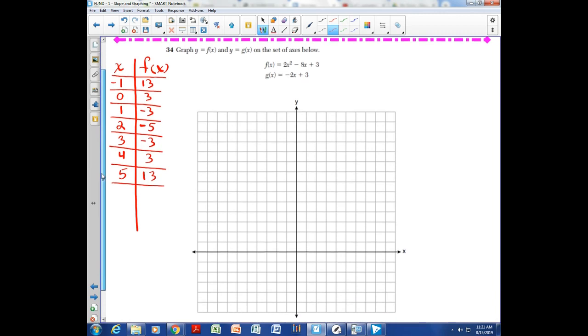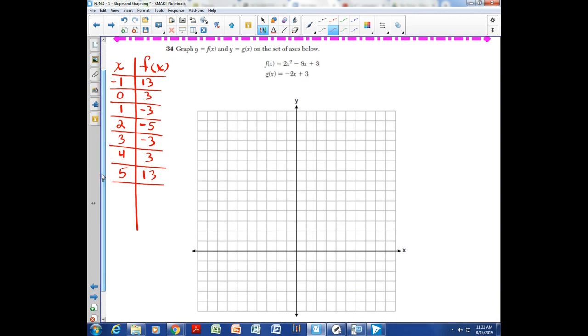We might as well get that onto our graph. So -1, 1, 2, 3, 4, 5, 6, 7, 8, 9, 10, 11, 12, 13, 0, 1, 2, 3. This is a nice long parabola. 1, -3, which is all the way down here. 2, -1, 2, 3, 4, 5. Over here, you can see they gave us just enough room to do this. And then we go back up: 3, -3, 4, 3, and 5, 13.